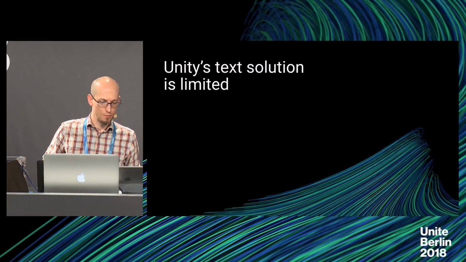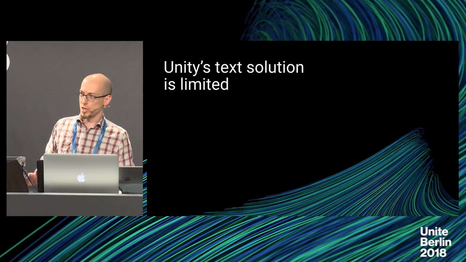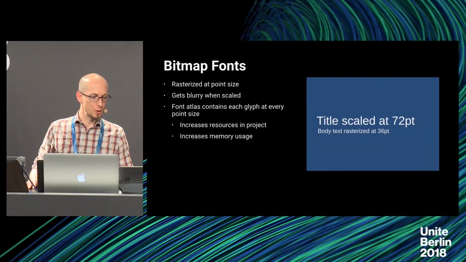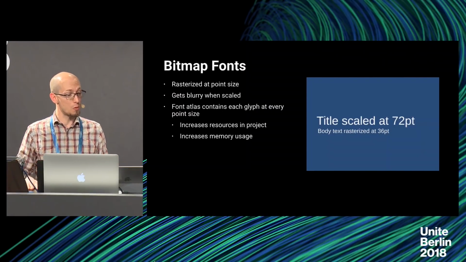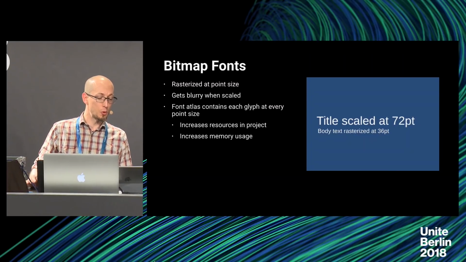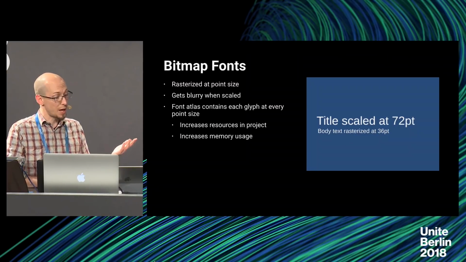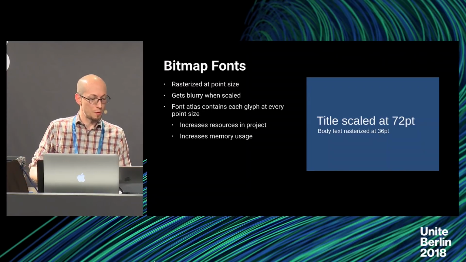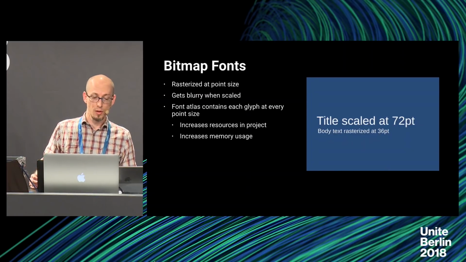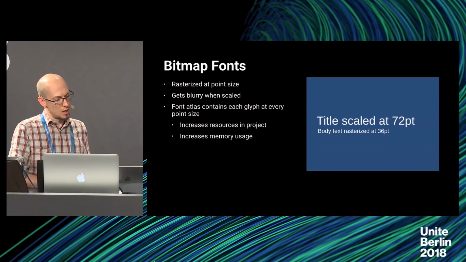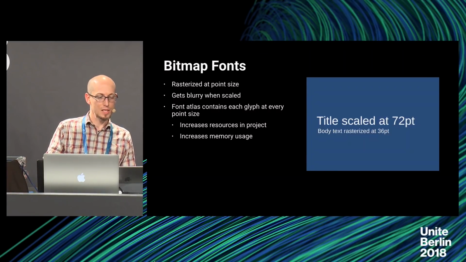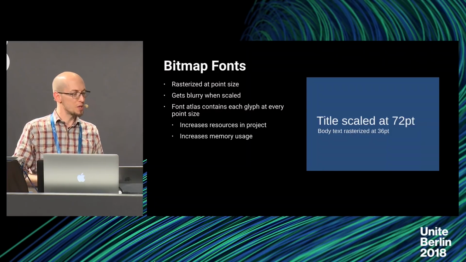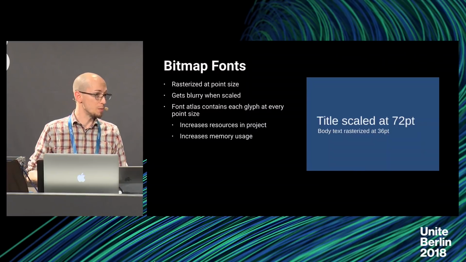The bad news is, if you're working with text in Unity, whether you're using 3D text or UI text, you'll quickly run into some limitations. For one, they're using Bitmap Fonts, which need to be rasterized at a certain point size, meaning if you want to reuse it at a different size, let's say for a title, it has to scale, it gets blurry, it doesn't look very good. To fix this, you have to create an extra font at the required point size. But because of Bitmap Fonts, the atlas needs to contain a representation of each glyph at every point size. So that ends up taking a lot of resources in your project and possibly increases memory consumption.